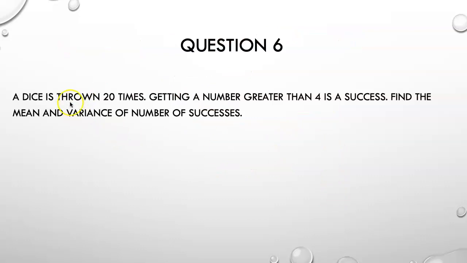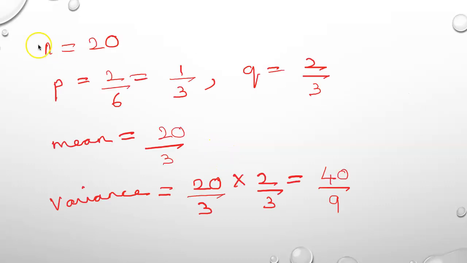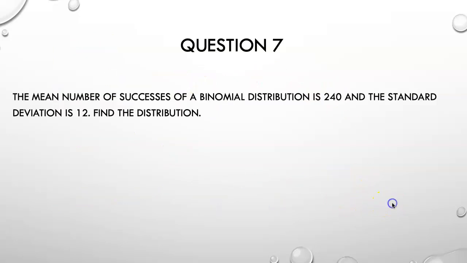Question 6. A die is thrown 20 times. Getting a number greater than 4 is a success. Find the mean and variance of the number of successes. So here n is 20. Getting a number greater than 4 is just 5 and 6. So p is 2 by 6, which is 1 by 3. And what will q be? 2 by 3. So mean is np, which is 20 into 1 by 3, which is 20 by 3. Variance is npq, which is 20 into 1 by 3 into 2 by 3, which is 40 by 9.